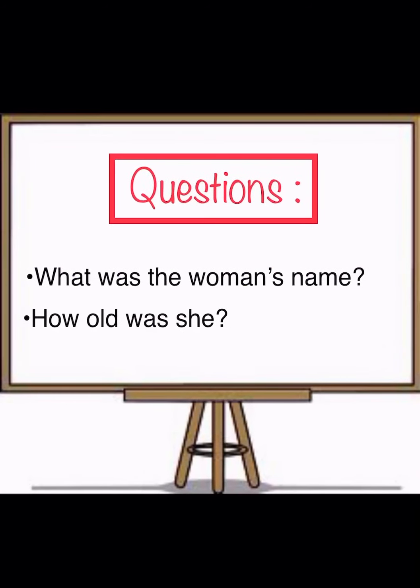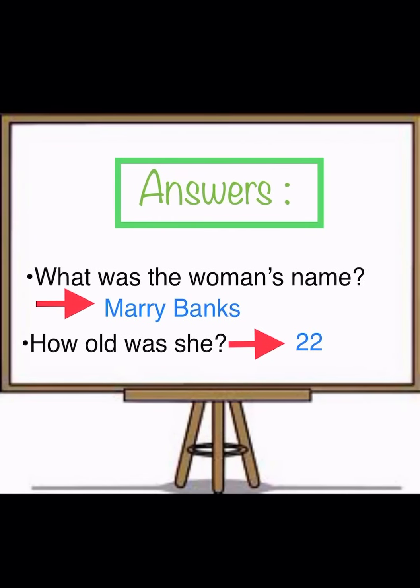So, what was the woman's name? And how old was she? All the answers are in the first paragraph, in the first part. You answer, then you continue. Now, the answers are: What was the woman's name? Her name was Mary Banks. And she was 22 years old. Okay?